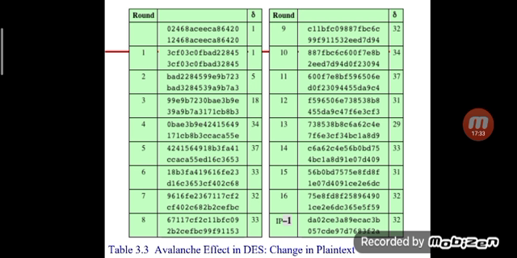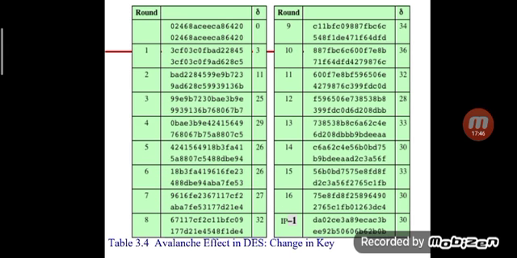So this is the process of the avalanche effect in the DES algorithm when we simply change the plain text. Next is a table for change in a key. Similarly to the plain text, if we change any one bit in a key, there should be a difference of 30 bits in the ciphertext.